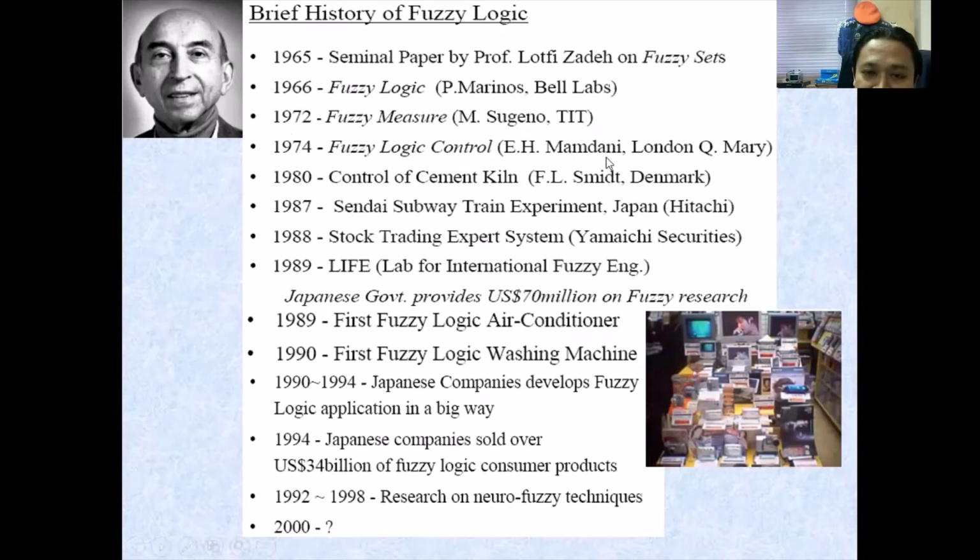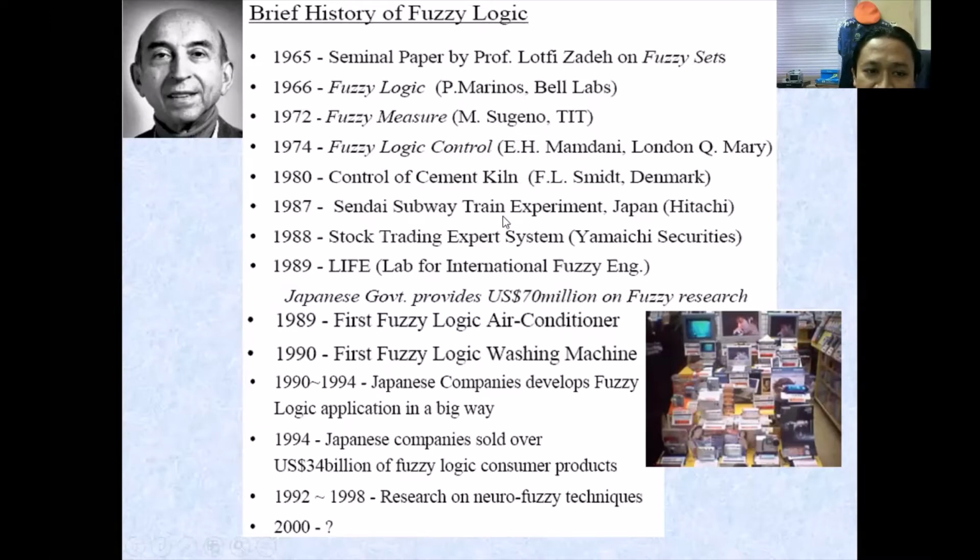You can see, as I mentioned to you on the inference engine, we have the Mamdani technique and the Sugeno technique. They come from these names, the founders. For example, the fuzzy measure by Sugeno and the fuzzy logic control by E.H. Mamdani. That's why it comes from these founders. Okay, you can see this one.